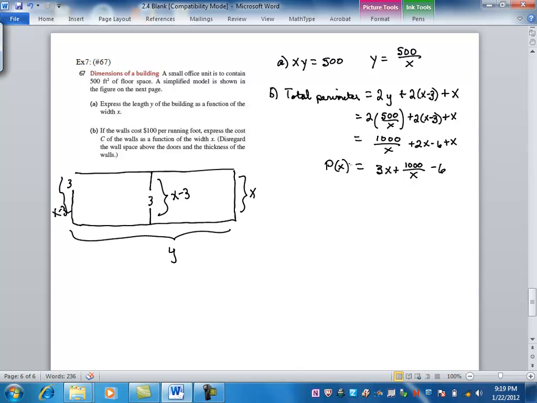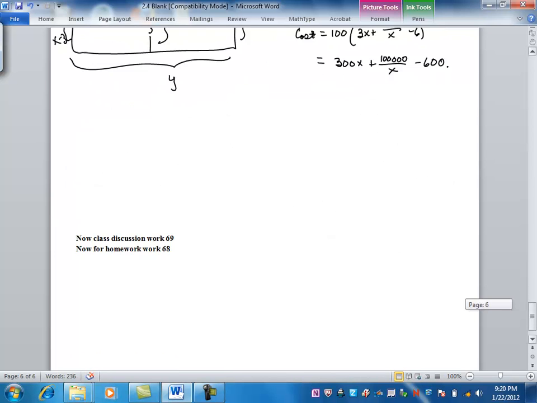And for our cost function here, we know that it costs $100 per running foot. So my cost is equal to 100 times 3x plus 1,000 over x minus 6. And we can multiply this out so that we get 300x plus 100,000 over x minus 600. And there's our cost. And so if you would kindly look at problem 69 for class discussion, 68 can go in your homework. And that will conclude our discussion today on functions.